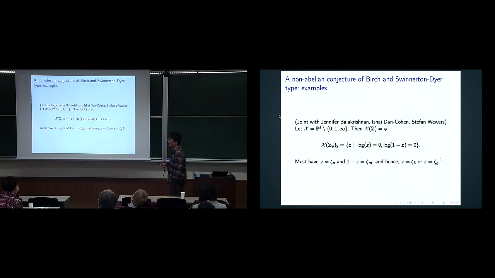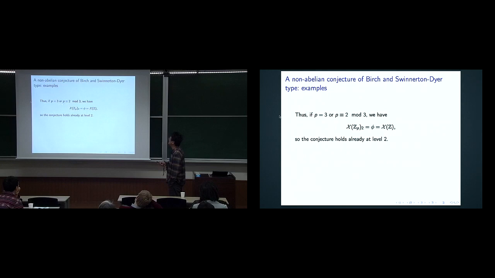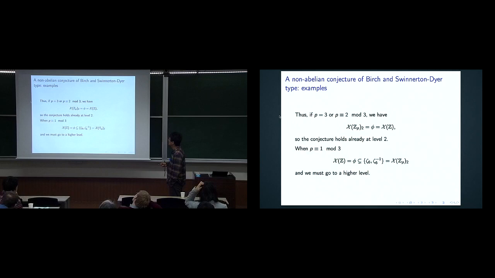This isn't always empty, but sometimes it's empty already, because if you look at this common zero set, z has to be either a sixth root of unity or the inverse of a sixth root of unity. So, for example, if p is 3 or congruent to 2 mod 3, then the second level of the filtration is already empty, so the conjecture is true at level 2 for those p's. Now, when p is 1 mod 3, the p-adic points of P1 minus 3 points actually do contain a sixth root of unity, so this isn't empty yet, and you have to go to a higher level to verify the conjecture.